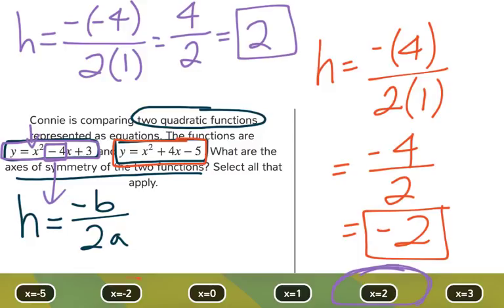Looks like that's going to be the second answer choice down at the bottom there. So my two axes of symmetry are x equals negative 2 and x equals 2.